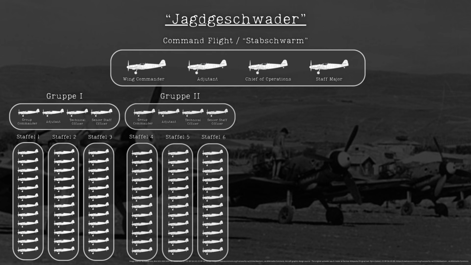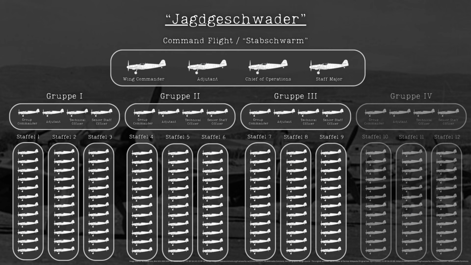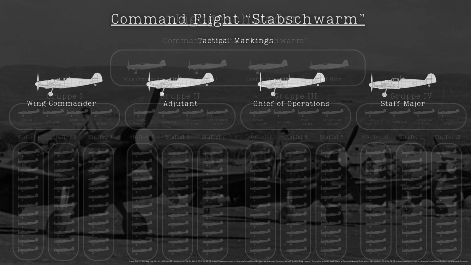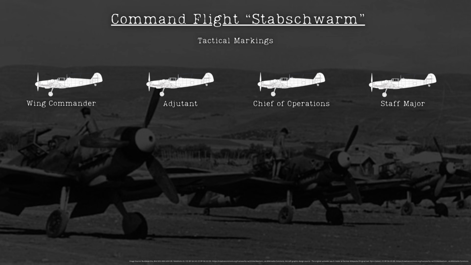Each fighter wing usually had 3 or 4 Gruppe, though sometimes additional groups could be attached to the unit. These Gruppe were identified by Roman numerals. Staffel within the fighter wing were noted in Arabic numerals as needed, with Staffels 1, 2, and 3 subordinated to Group 1, 4, 5, and 6 subordinated to Group 2, and so on and so forth. Now that we've got that mapped out, we can move on to our first aircraft markings. We'll start with the wing commander's Stabsschwarm, or command flight.